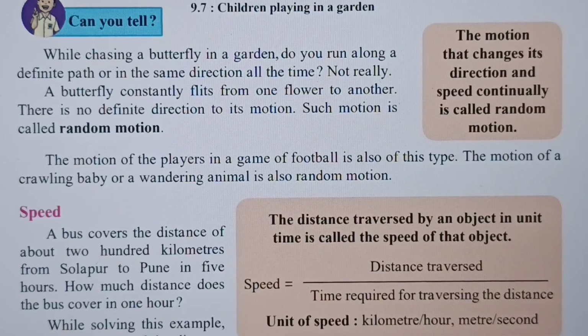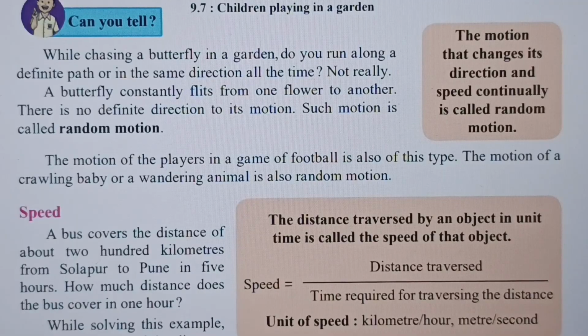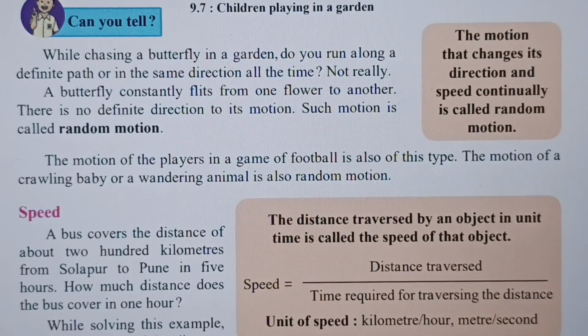For example, chasing a butterfly in a garden. The girl was chasing a butterfly in a garden, and the butterfly's movement is called random motion. The other example was a child playing with a ball. That ball is going here and there. There is no fixed path. So this is called random motion.